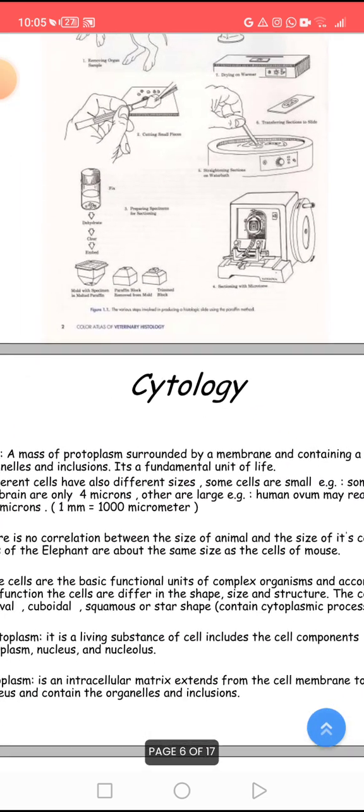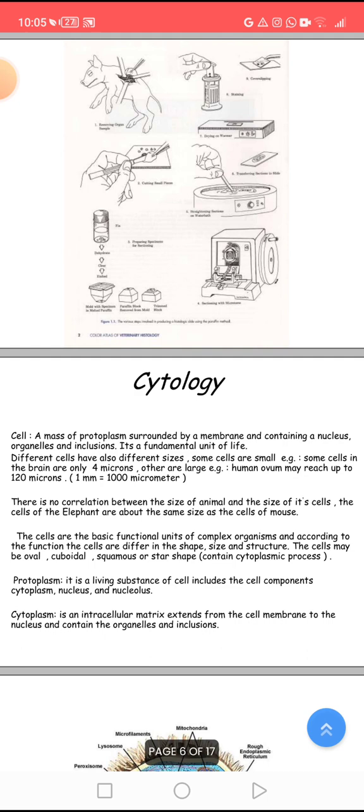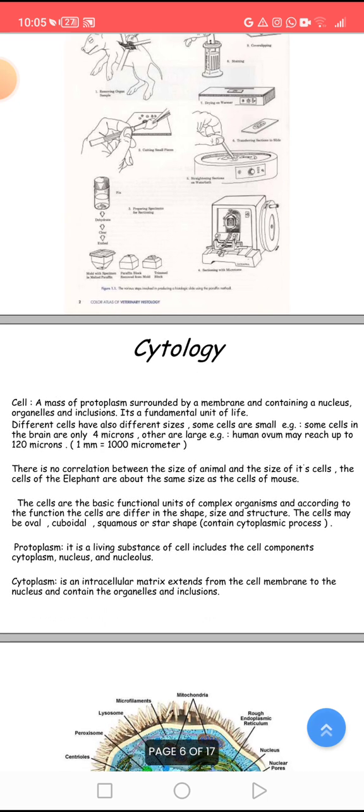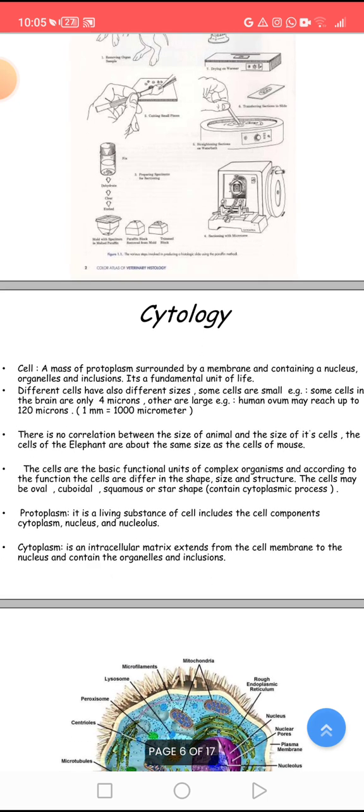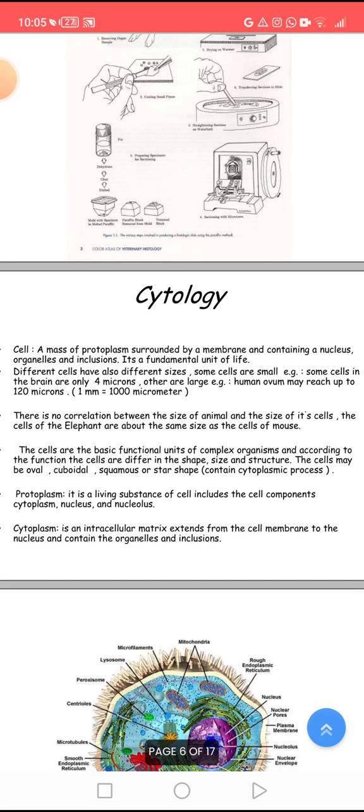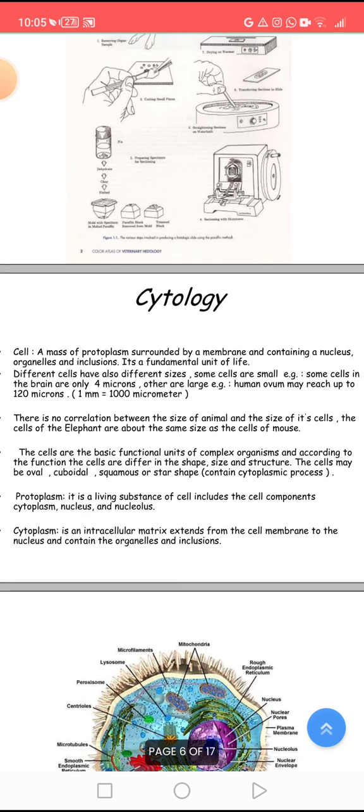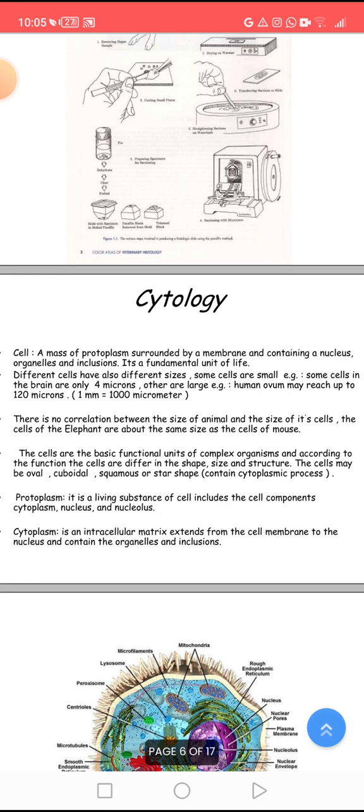Cytology simply is the study of cell. Cell is the basic unit of structure and function of a living thing. Cell is the first step to form tissue. For example, a group of cells form a tissue, and a group of tissues form organs such as stomach. A group of organs form an organ system such as digestive system.